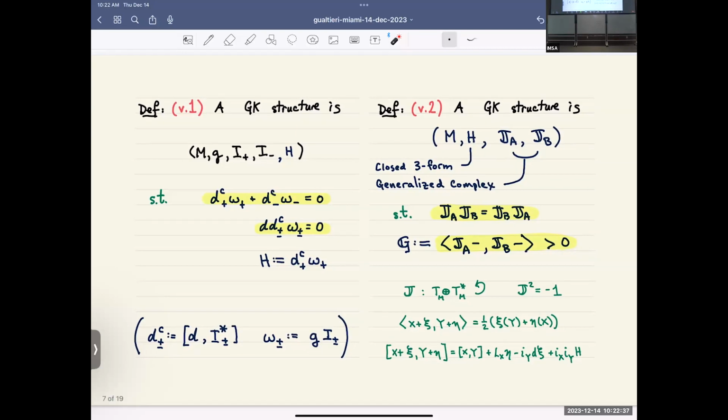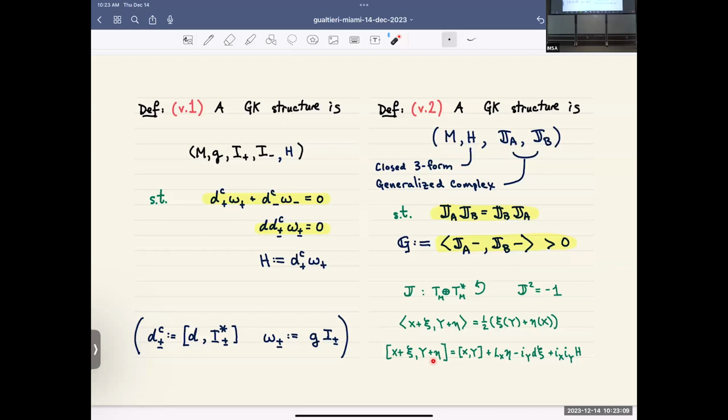But the idea is the following: a generalized Kahler structure in the style of generalized geometry is a pair of generalized complex structures. I call them JA and JB. Now, what are these things? These are complex structures, not on T, but on T plus T star, so that we have complex structures on this extended bundle. This bundle has an inner product, of course, because it's T plus T star, so you can contract. It has the split signature inner product.